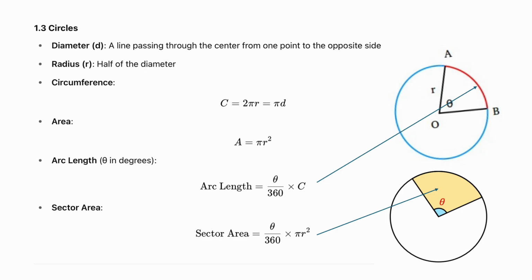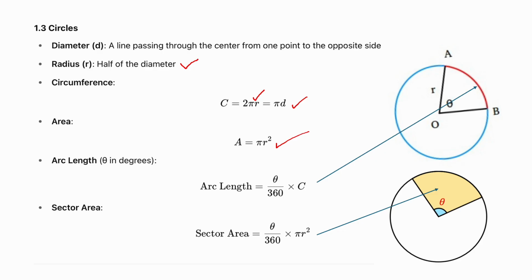Now, let us move on to circles. As all of us know, the diameter is the full length across the circle through the center. The radius is half of the diameter. The circumference is given by the formula 2 pi r or pi d. The area of the circle is given by pi r squared.